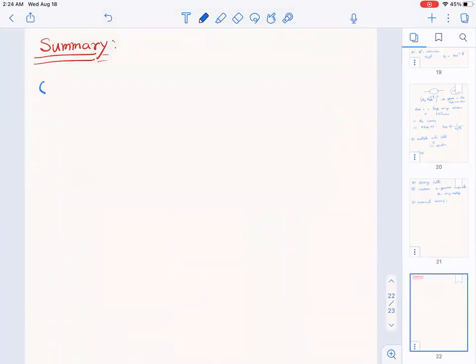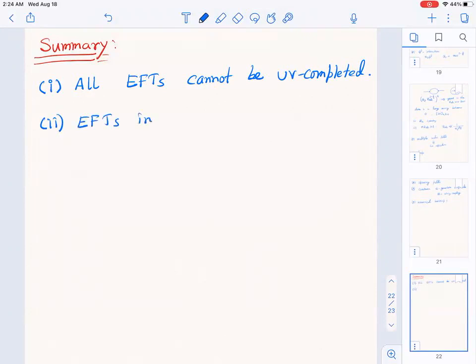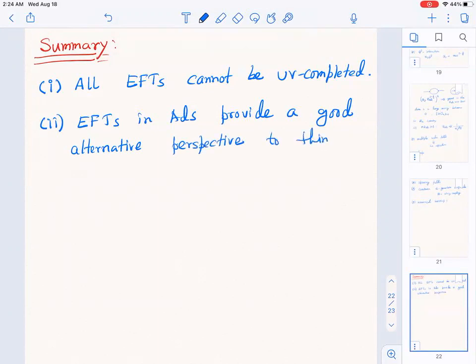So the main takeaway is basically that at this point, we all should know that not all effective field theories can be UV completed. The second point that I want to really emphasize is that EFTs in AdS provide a good alternative perspective to think about EFTs.